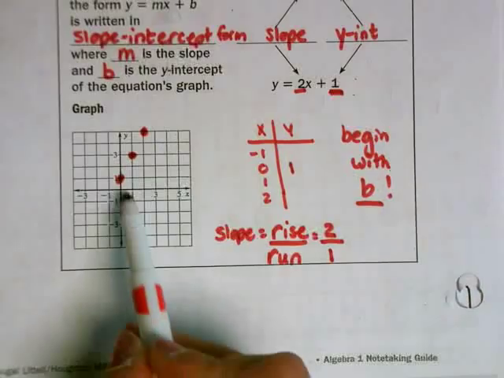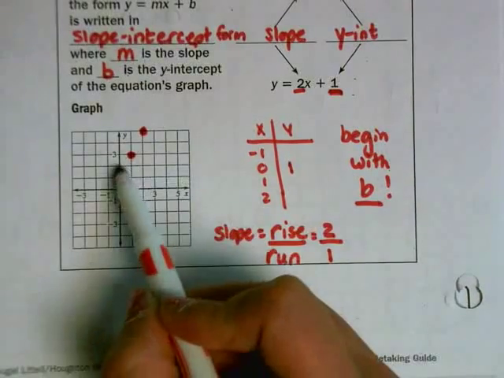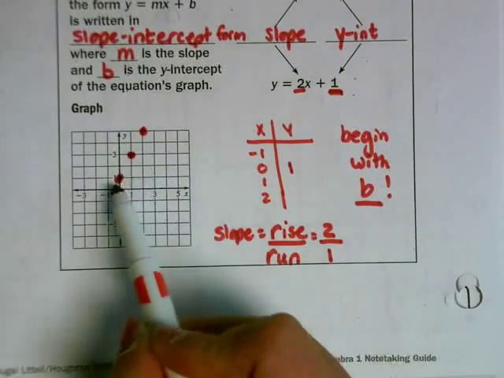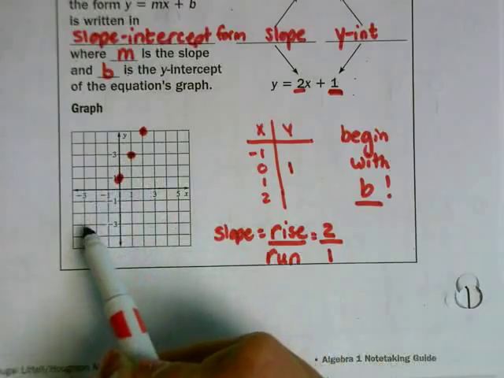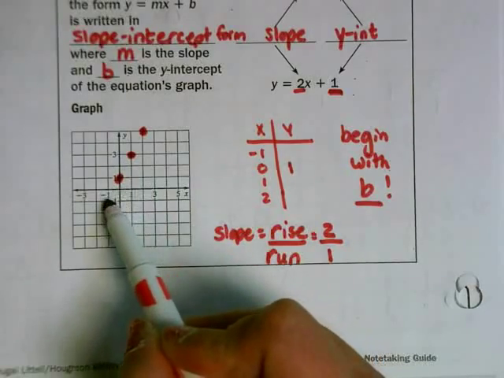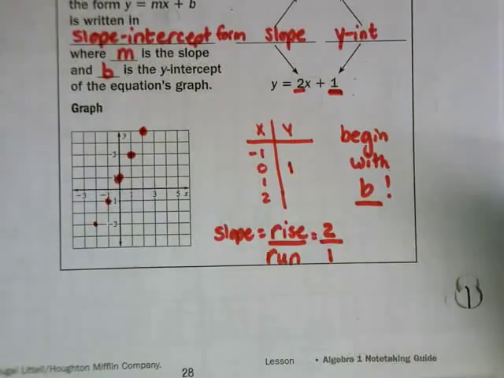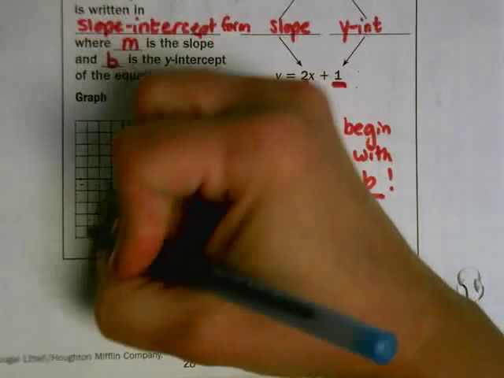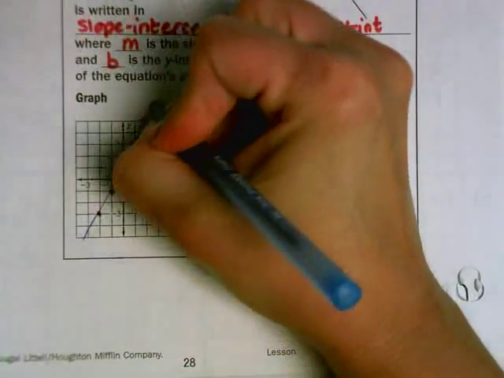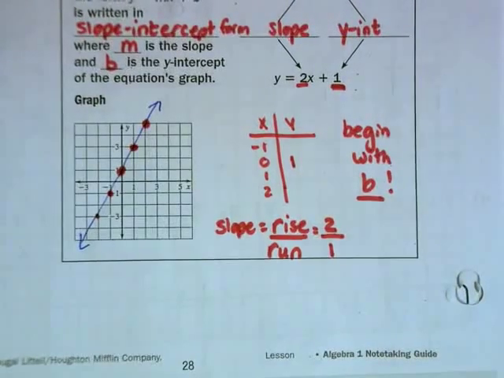If I wanted to continue this, I'm going up 2, right 1, and if I wanted to go this direction, I'd just do the reverse. Down 2 and left 1. Down 2 and left 1. It continues my pattern. So we get, let me get a different color here, we get a line that looks like this.